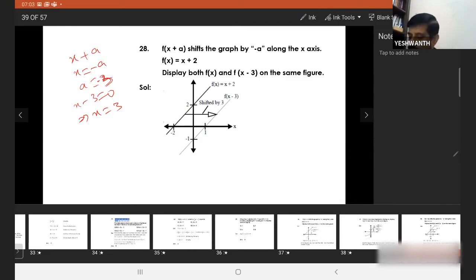So now look at this. This is f of x equal to x plus 2, this graph. When you put x is 0, y is 2. This is 0, comma 2. When y is 0, x is minus 2. This is minus 2, comma 0. So this is the original equation, f of x equal to x plus 2, that is 1. Okay.